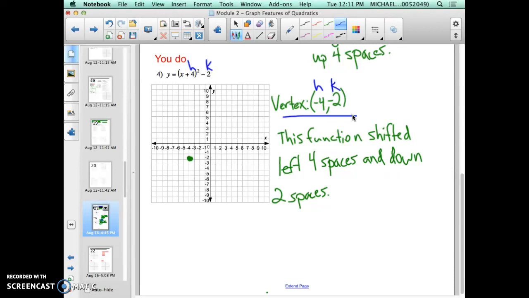And h and k is x and y, so then I plot it. I go over to -4, left 4, down to -2, that's this dot here. And then I wrote it out in a complete sentence. This function shifted left 4 spaces and down 2 spaces. If your work matches my work on the screen, then you have mastered Objective 1 for this process.